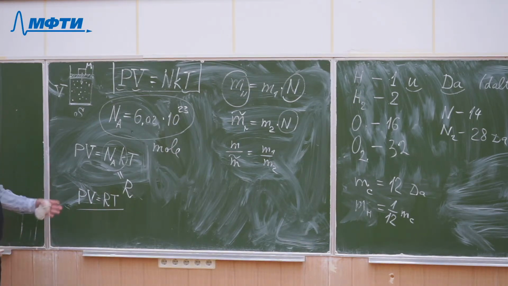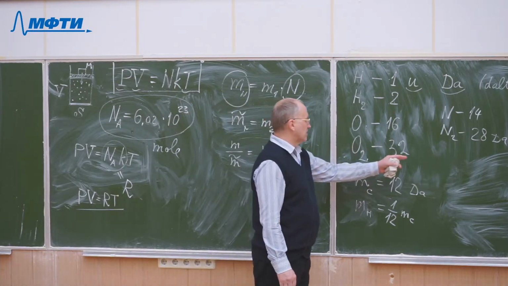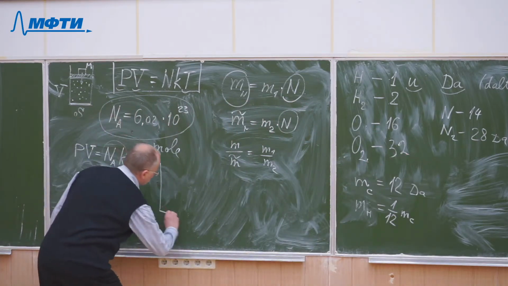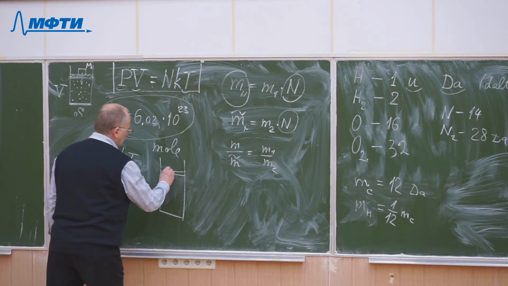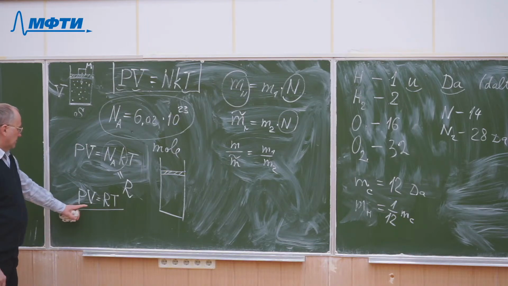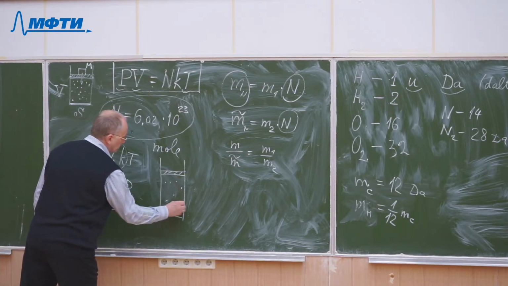We may take 1 mole of some gas, for example, 1 mole of oxygen. We may take 32 grams of oxygen and put it in a container under the piston.